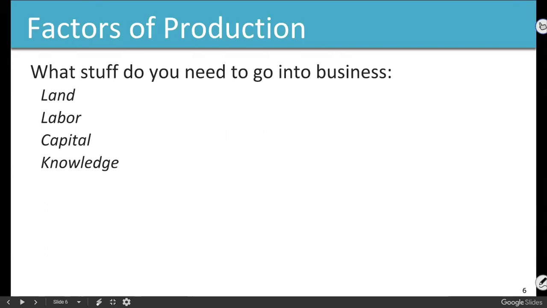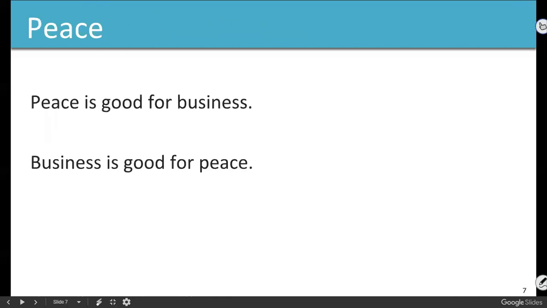If you're going to go into business, you're going to start making something, the four things you need are land, labor, capital, and knowledge. Extra credit: peace is good for business, business is good for peace.